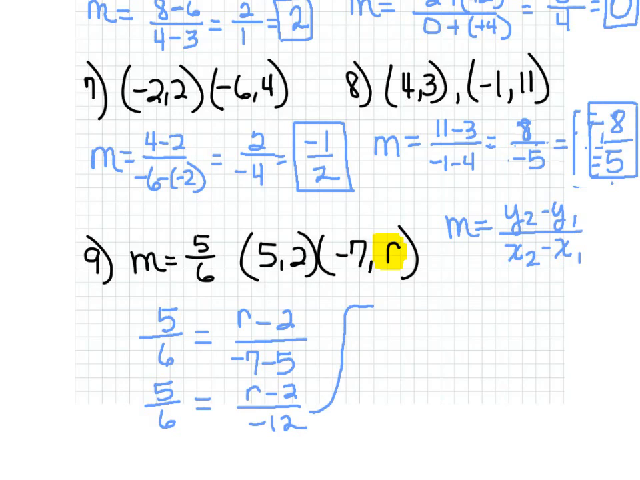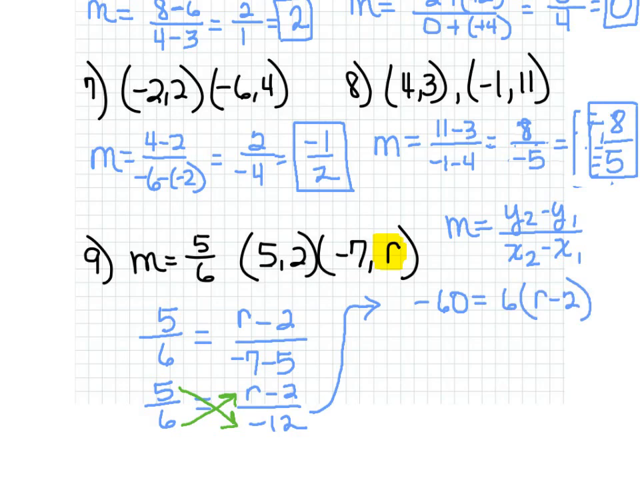What I'm going to do is I'm going to treat this as a proportion, and I'm going to write an equation that I can solve. Remember that when you have a proportion, one ratio equal to another ratio, we can solve using cross products. So let's multiply. 5 times negative 12 is negative 60 equals 6 times r minus 2. So I'll write it this way, 6 times r minus 2.